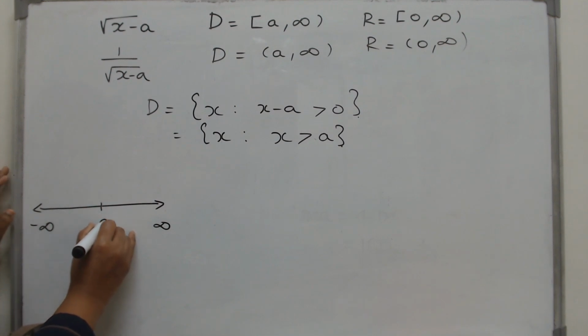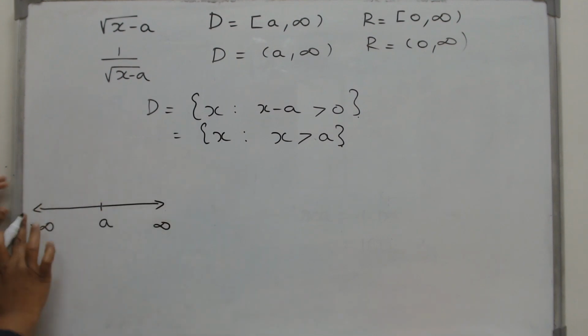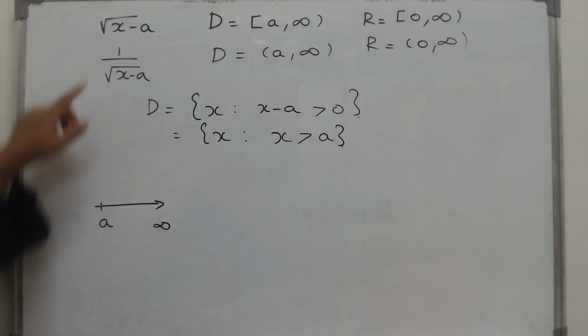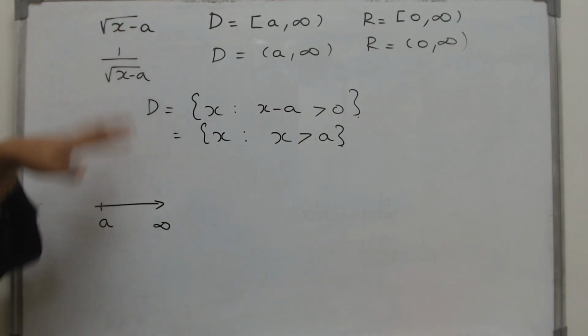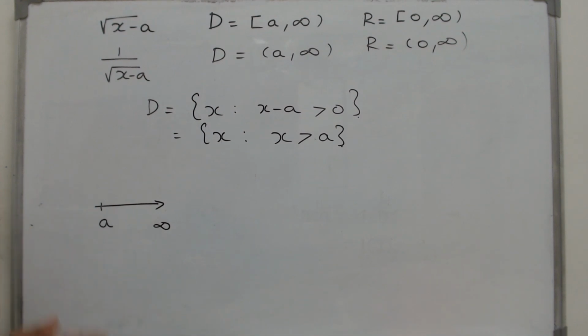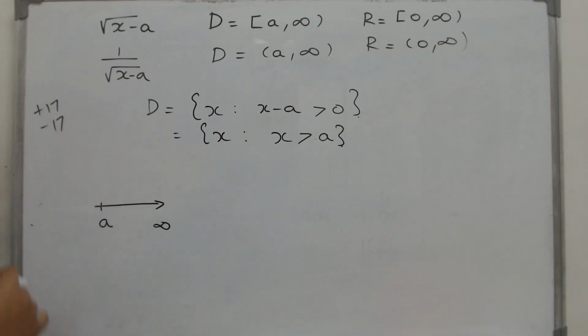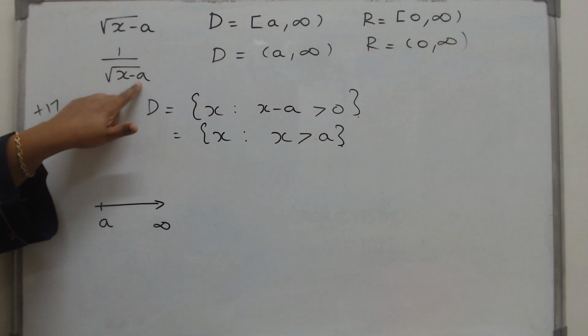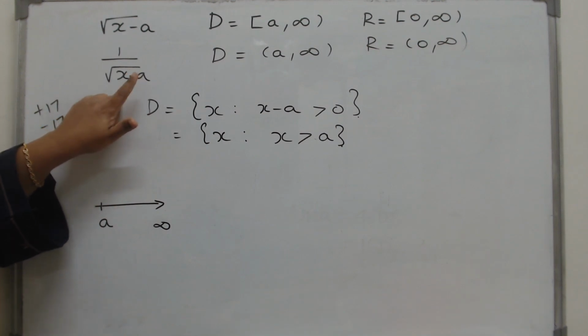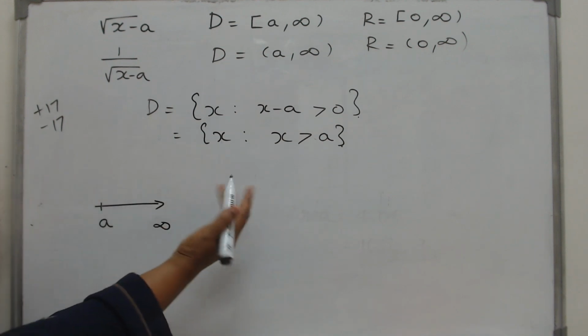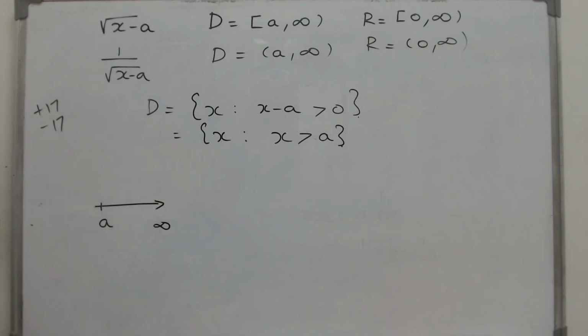We are saying that it has to be above a. It cannot come to this side. That is what we are saying. I have not taken any example here. You can put any real number you want, plus 17, minus 17, or any fraction or whatever you want. Any real number you can put in this place. And what your domain does is that it restricts the x-axis.